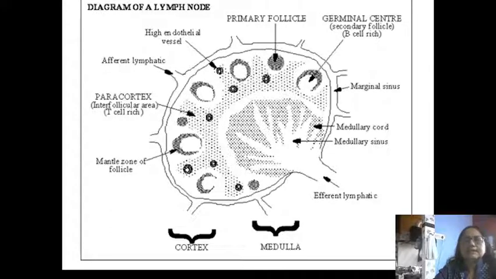Now this is a schematic picture of a lymph node. These are the afferent lymphatics which are bringing the lymph into the lymph node. This is a capsule. This is the cortex. This is a primary follicle with no germinal center, that is, it has not been antigenically stimulated. This is a secondary follicle with a pale germinal center, that means it has been stimulated by an antigen. This is the medulla, and here the efferent lymphatics. These efferent lymphatics ultimately drain into the heart through the right and left subclavian veins.